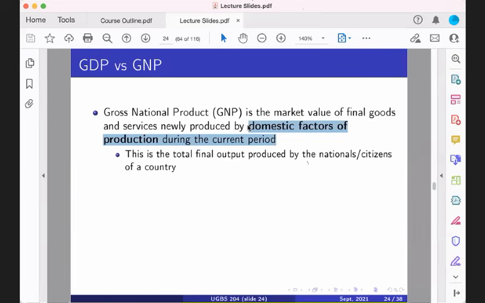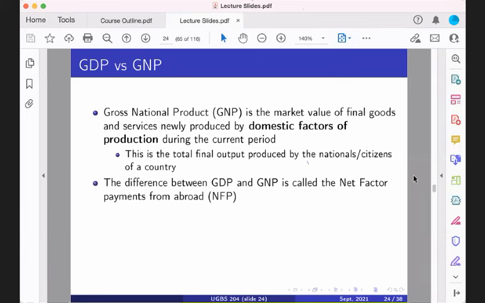So what is happening here is that the total final output, we do a little bit of an adjustment. The adjustment we do is to add the output produced by nationals that are in other countries. So we are using two things: the output produced by nationals out of the country and the output produced by foreigners in the country. What we basically do is subtract the output of foreigners in the country from the output of citizens that are producing in other countries. That term is called the net factor payments from abroad. Okay, the net factor payments from abroad.